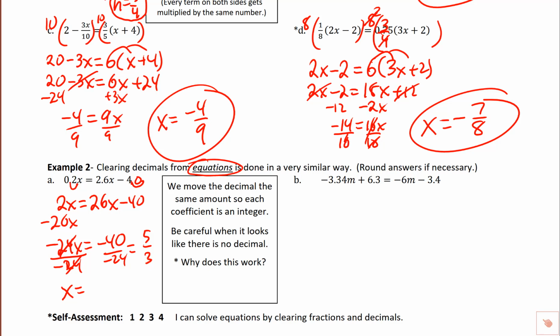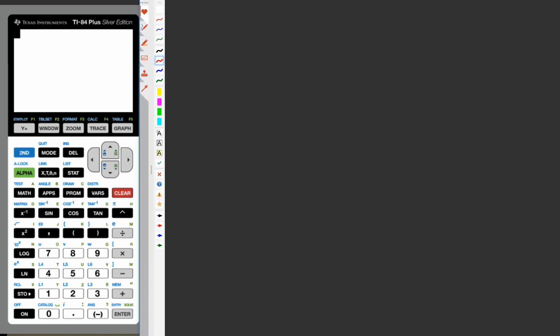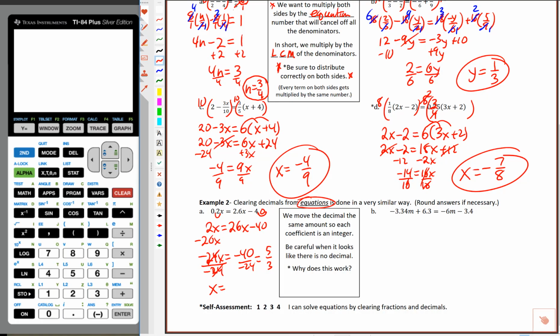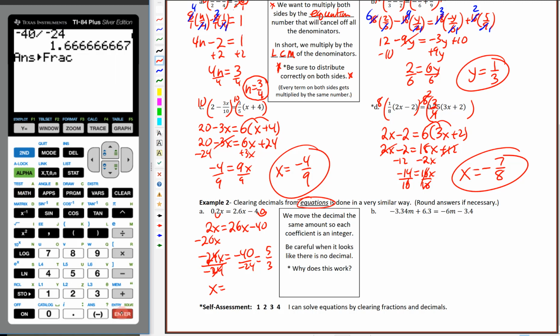Now, I'm going to grab the calculator, and we're just going to check and see if we got this right. So let's see what happens here. If we do negative 40 and we divide that by negative 24, we end up with 1.66667, which we need to change to a fraction. So we'll hit the math button, change it to a fraction, and there's our answer right there, so 5/3. So we did get the right answer. The answer there's 5/3.